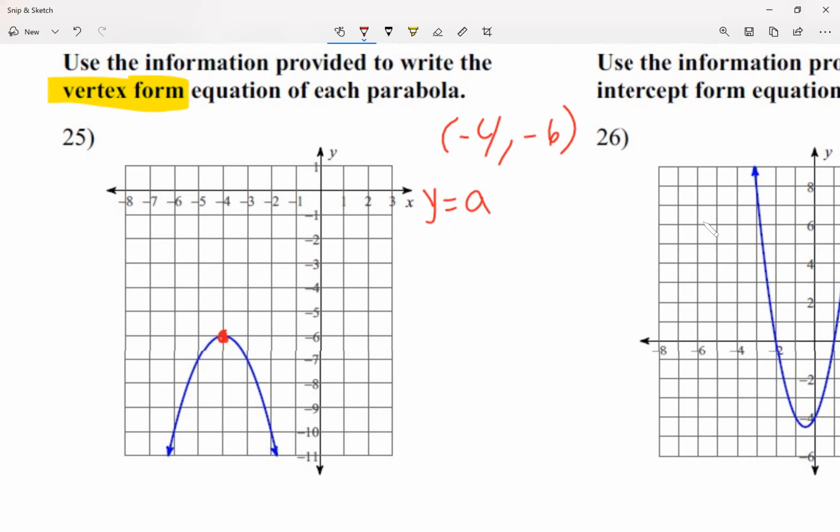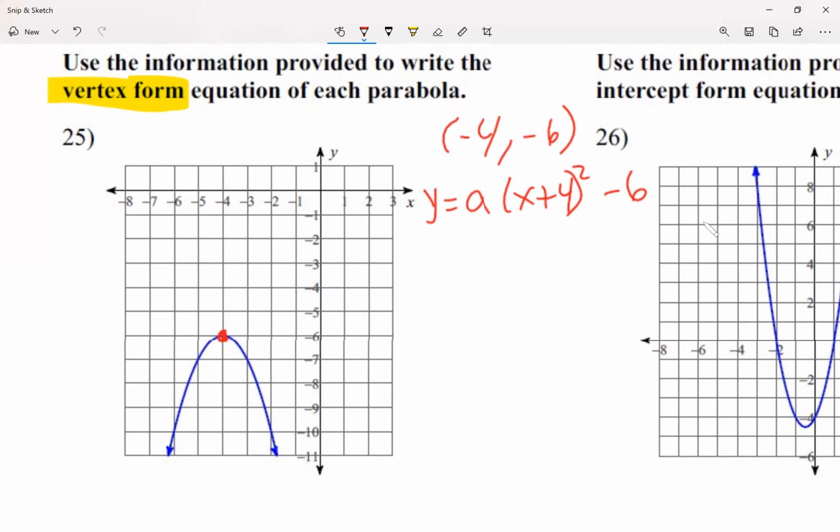Let me call it A. And then (x plus 4) squared, the whole parentheses, (x plus 4) squared. Notice I switched the sign on the x. And at the far end, -6.